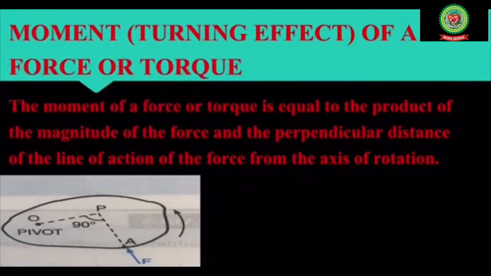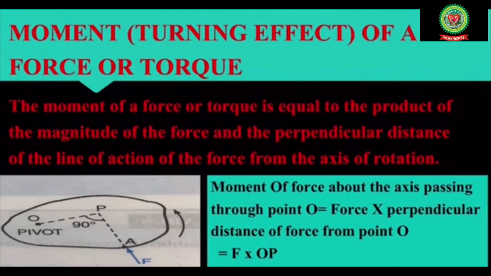Moment of force or turning effect of force or torque is equal to the product of the magnitude of the force which is applied and the perpendicular distance of the line of action of force from the axis of rotation. This is the mathematical formula. Moment of force about the axis passing through point O. If we take this diagram as an example, this is the point at which the body is fixed, that is the pivot, and about this point the body will rotate. So moment of force about the axis passing through point O is equal to the force which we are applying times the perpendicular distance of the force from the point O.